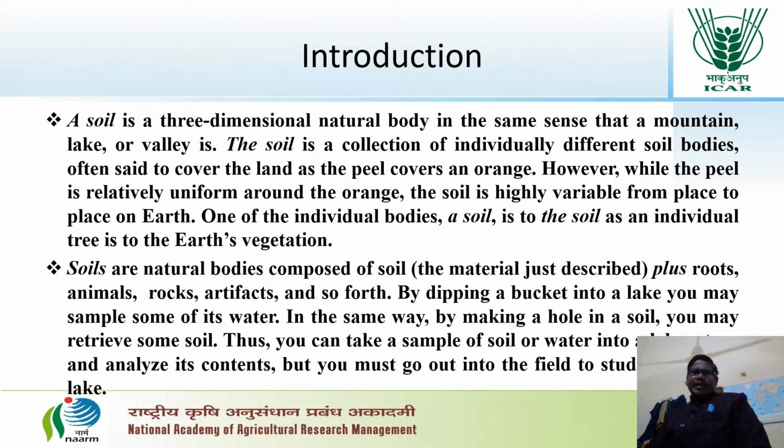A soil is a three-dimensional natural body in the same sense that a mountain, lake or valley is. The soil is a collection of individually different soil bodies, often said to cover the land as the peel covers an orange. However, while the peel is relatively uniform around the orange, the soil is highly variable from place to place on Earth. One of the individual bodies, a soil, is to the soil as an individual tree is to the earth vegetations.